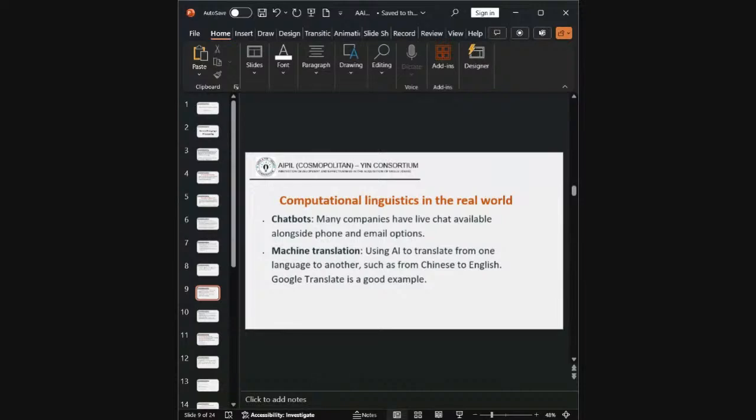Another application of computational linguistics in the real world is machine translation. I wrote here using AI to translate from one language to another. A good example is your Google Translate. That's one everybody knows. There are so many others that can translate, but you all know Google Translate.